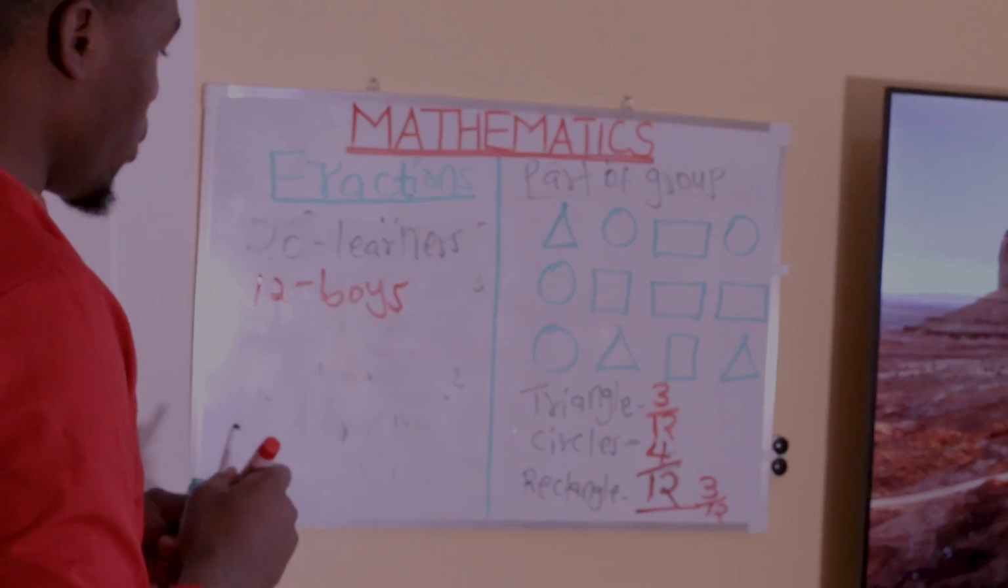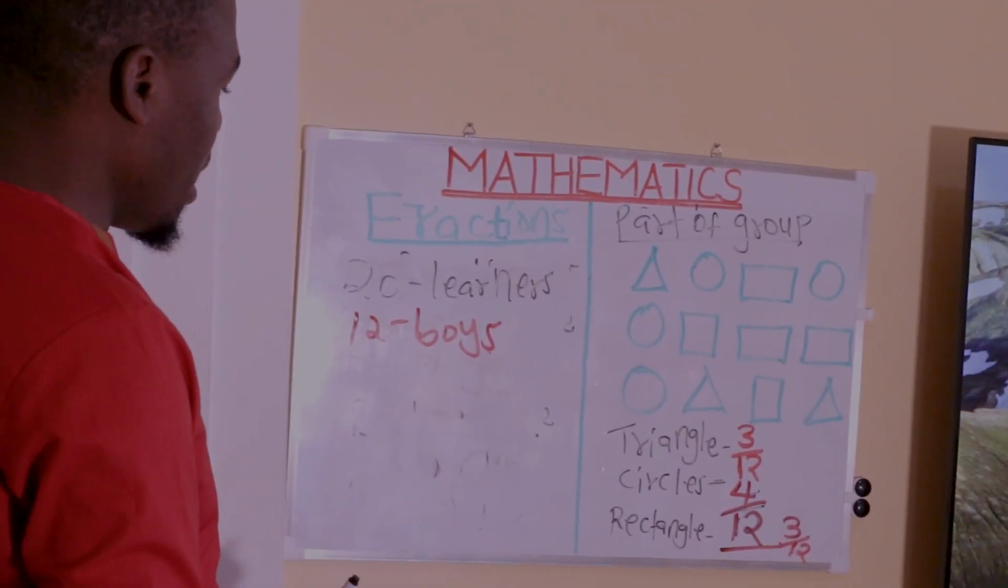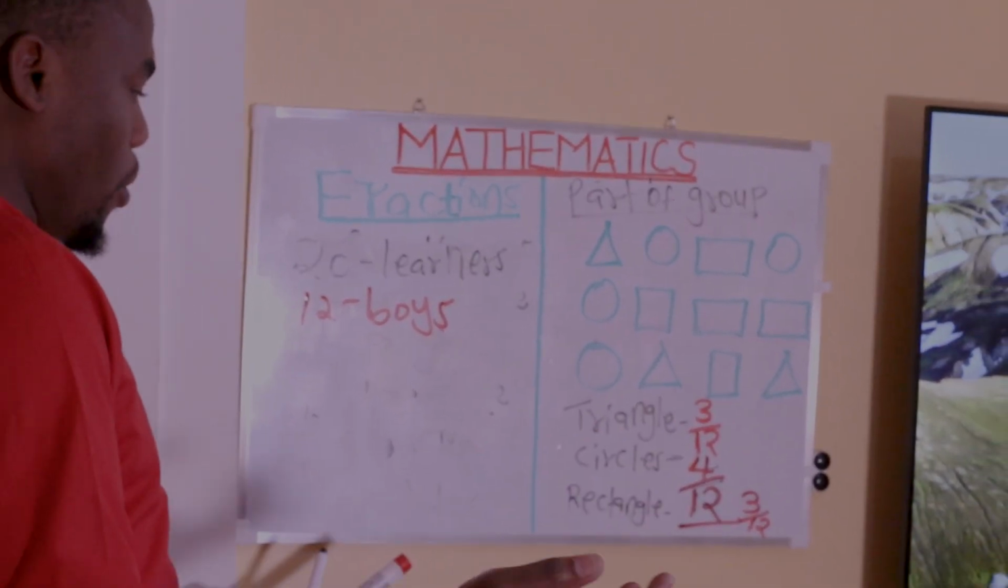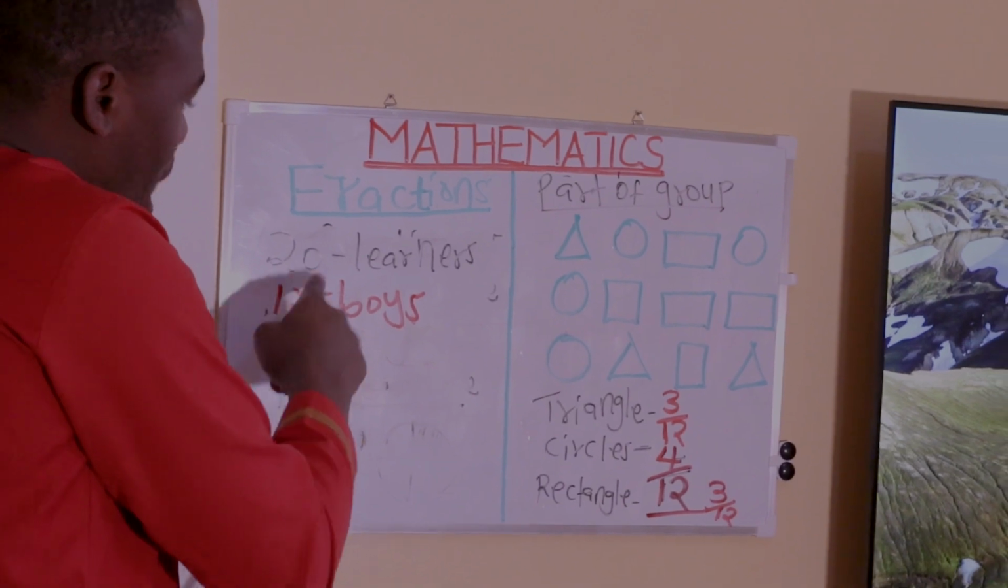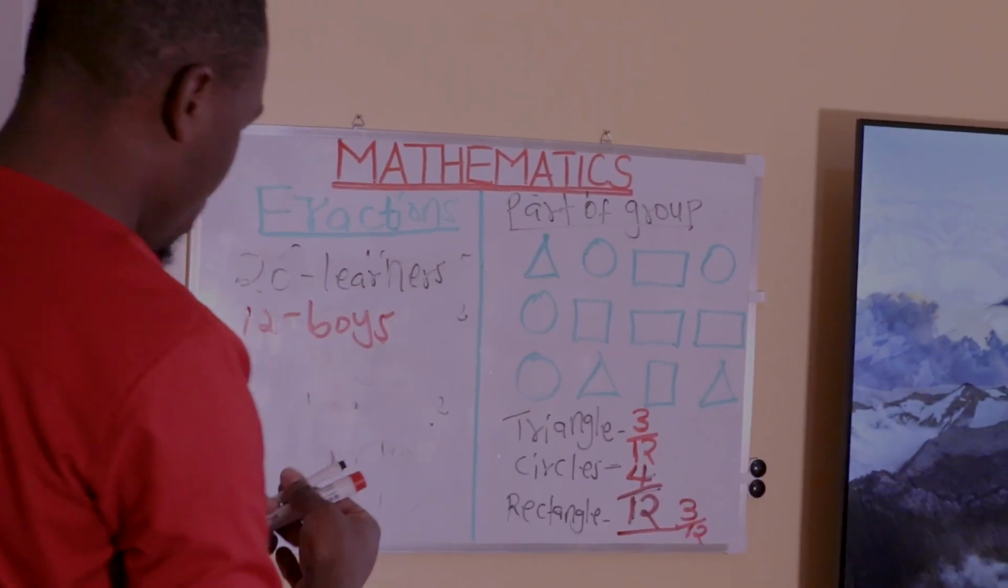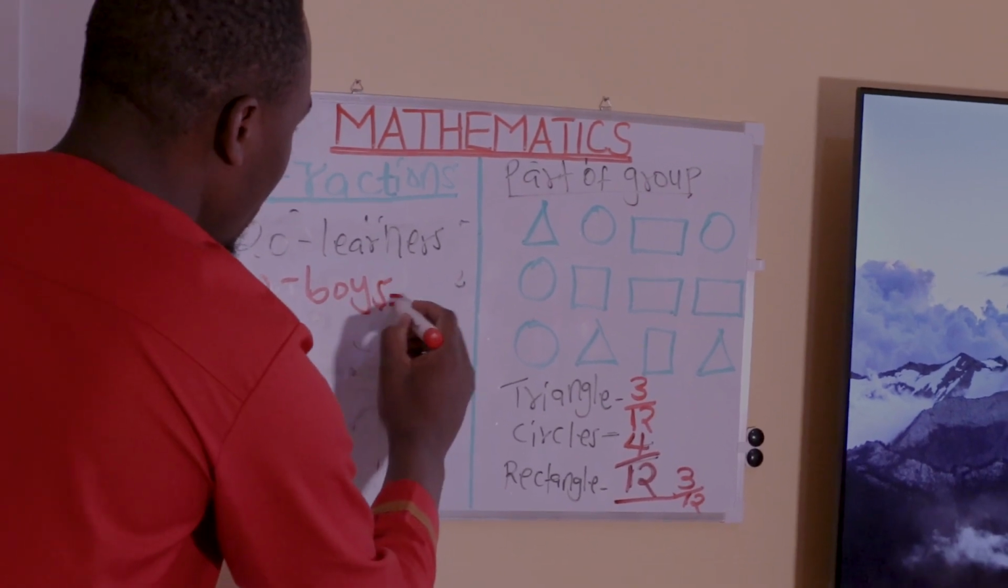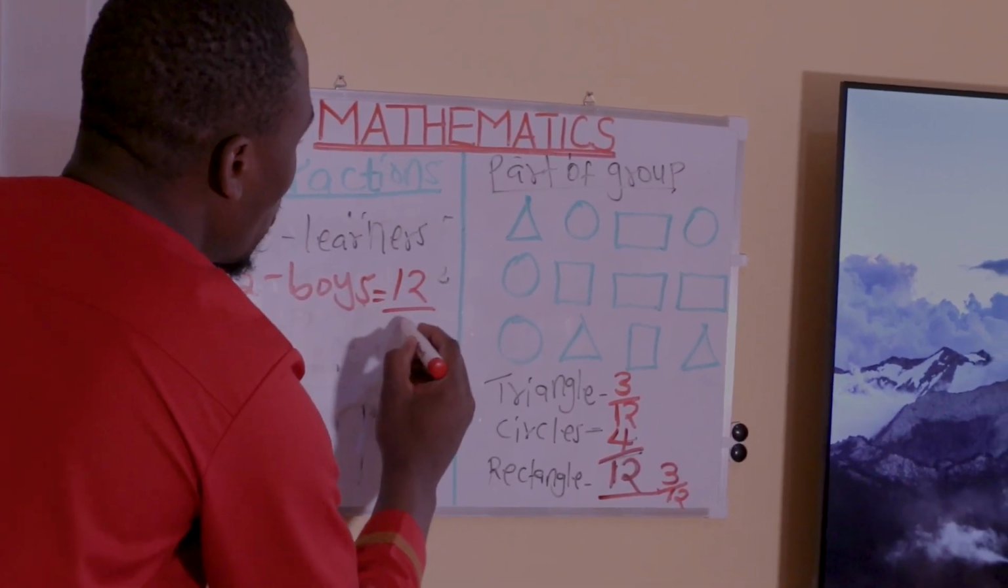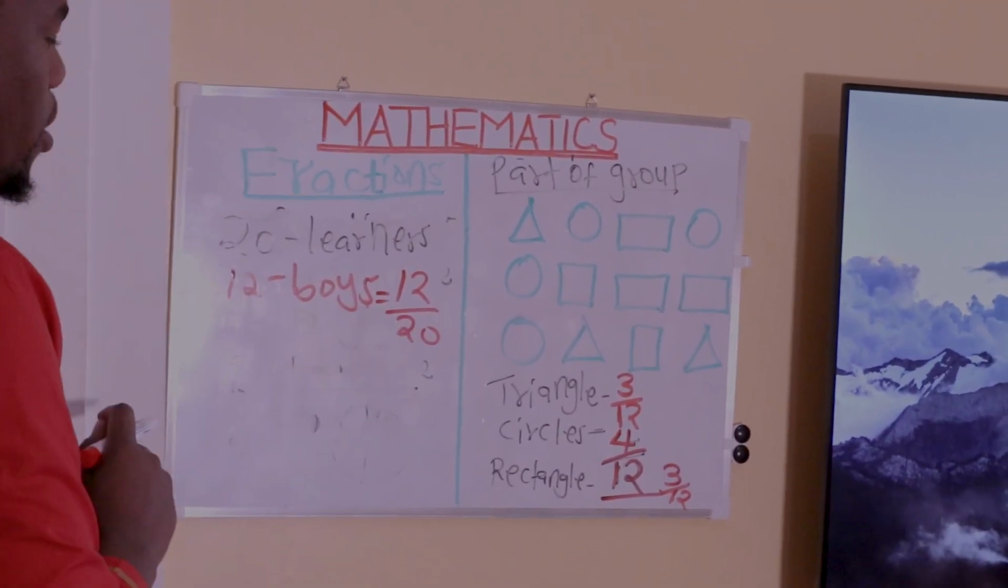So before we find the number of girls, they will ask us what is the fraction of the boys. So boys is the number out of the total number of learners. The number of learners is representing the group. So it will be 12 out of 20. That is the fraction for boys.